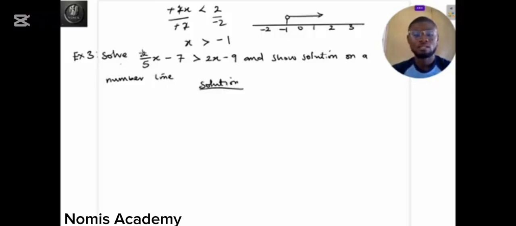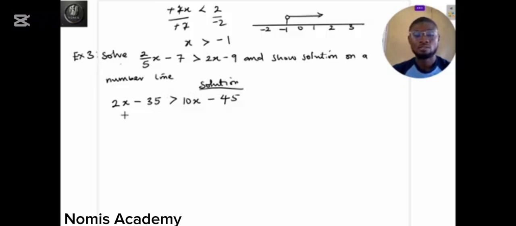Looking at this, 2 over 5x minus 7 greater than 2x minus 9. There are many ways you could solve it. You could solve it like a fraction, but to make it simpler, just multiply all through by 5 so that you can have a straight inequality. When you multiply by 5, 2 over 5 becomes 2x, minus 7 times 5 becomes 35, greater than 2x multiplied by 5 becomes 10x, and 9 multiplied by 5 becomes 45.